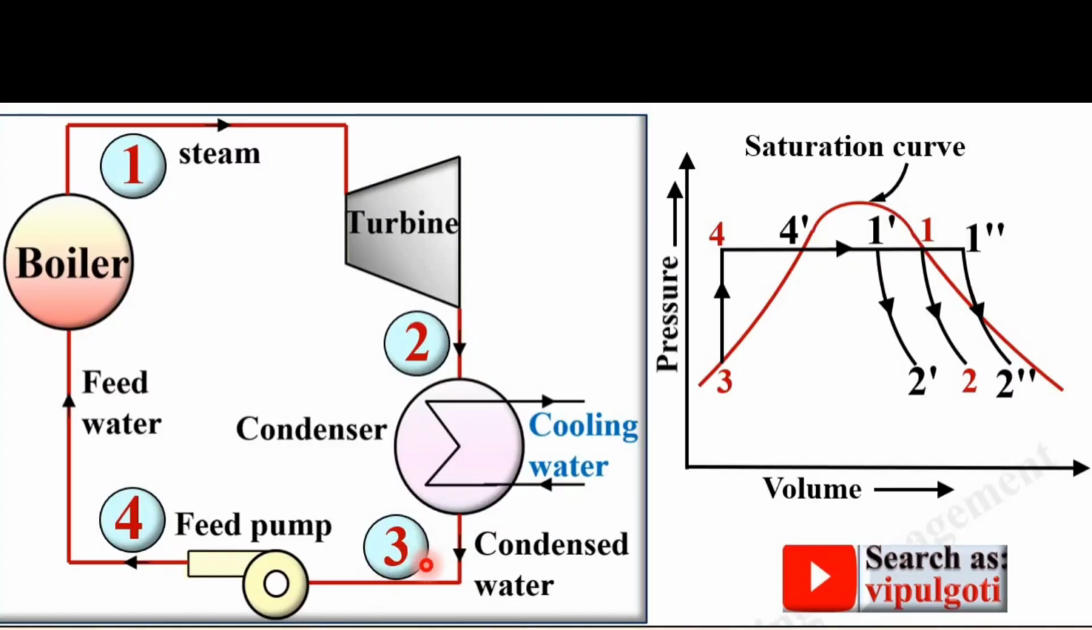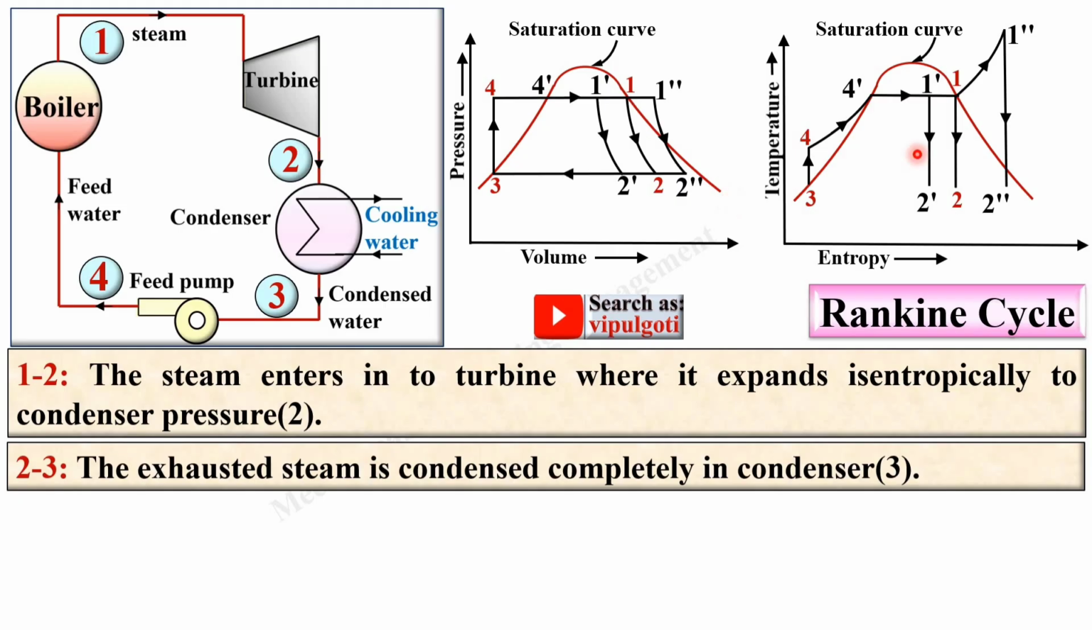Now the last process, 2-3 process. The exhausted steam is condensed completely in the condenser, and so the phase is changed from gaseous to liquid, and so now it is completely in the liquid phase. So here you can see it is completely converted into the liquid phase. Again you know that this is the saturation curve. So here this portion is for the liquid and this one is for the gas line. On the TS diagram also now you can understand.